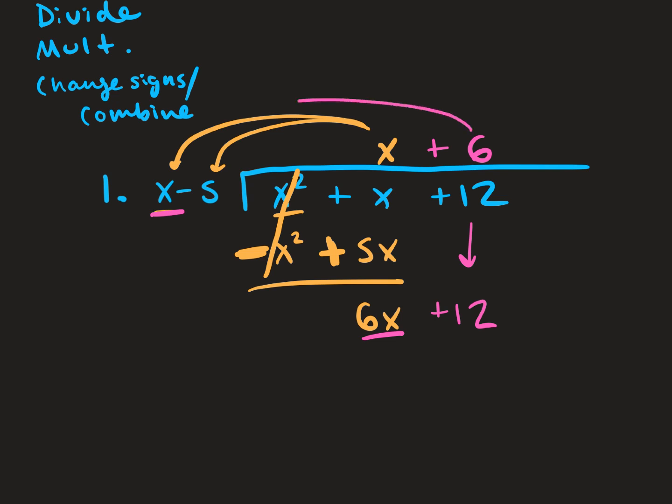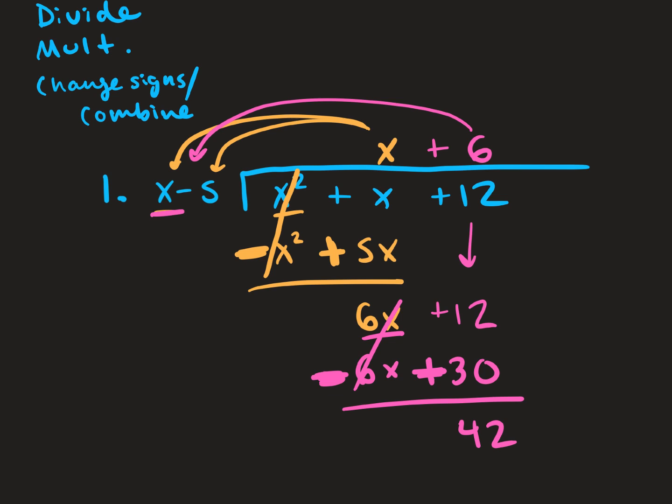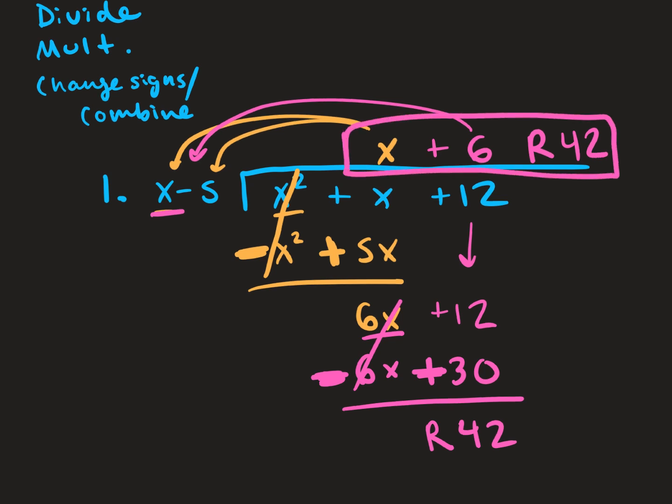What's next? 6 times x would be 6x, and 6 times negative 5? Negative 30. What do I have to do next? Change the signs and combine. So what happens to the 6x's? Cancel. What's 12 plus 30? 42. What do I do next? That's our remainder. So remainder, 42. So our answer is x plus 6, remainder 42.